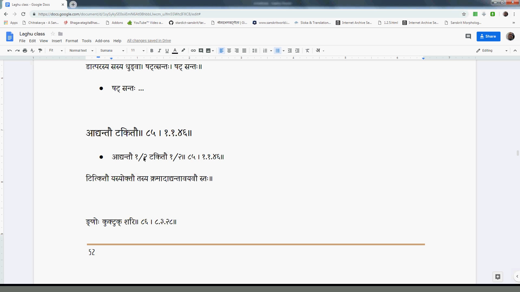Both are dual: Adyantau, Adi and Anta. Adi cha anta cha will become Adyantau. And Takitau is what? Titcha kitcha, Takitau. It's a dvanda samasa again. Adyantau is also a dvanda samasa, itaritara dvandva. Takitau is also itaritara dvandva. Titcha kitcha. Tit is what? Takaraha.